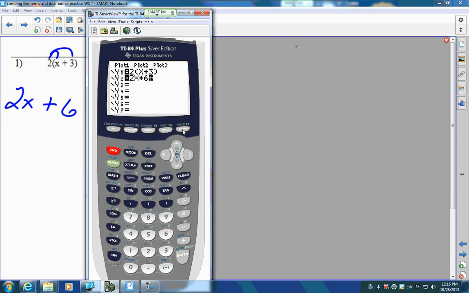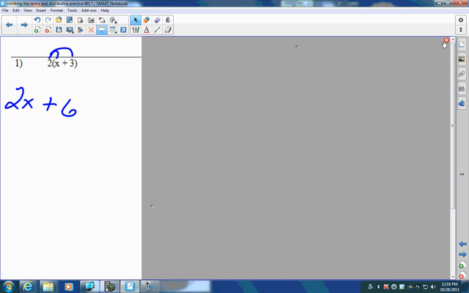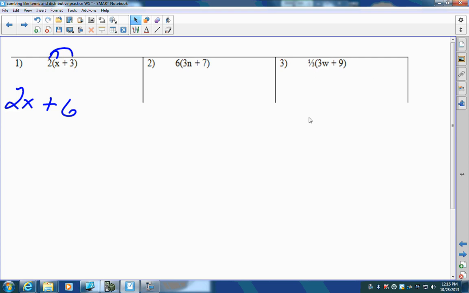And second graph. Again, you know you're right if these columns are the same, if y1 and y2 are the same. Okay, so now go and do number 3. Take a minute and try and do number 3.